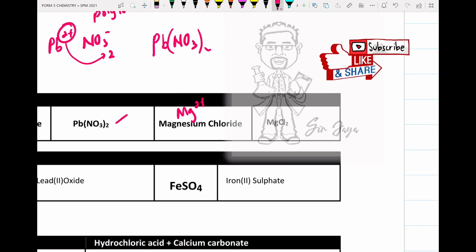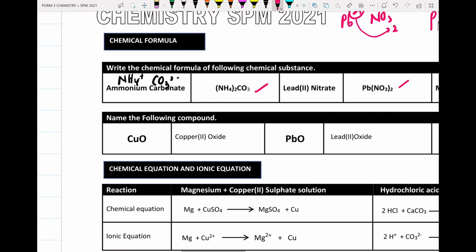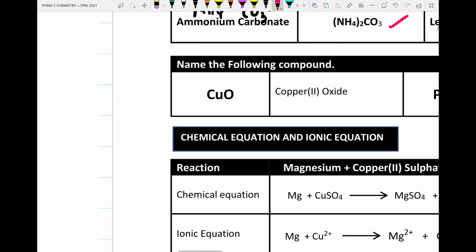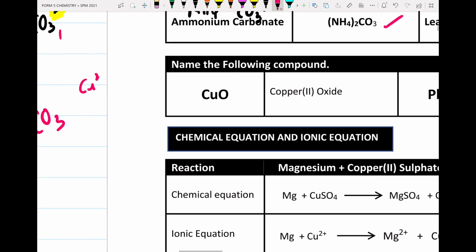Chemical ion, symbol for magnesium ion, symbol for chloride ion. Try to get the formula here. Sometimes they give the formula, they ask the name. Please remember these 3 ions. Remember copper 2 ion. This ion, we need to mention the oxidation number, copper 2 ion.